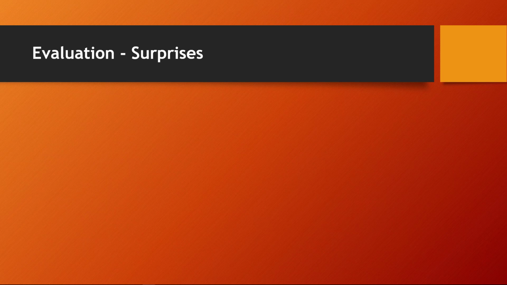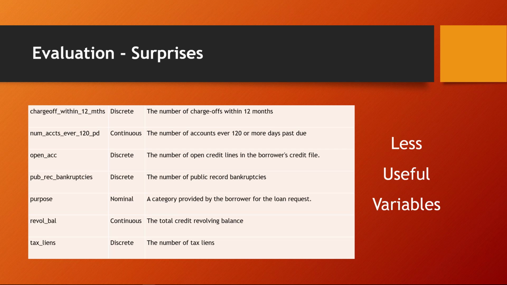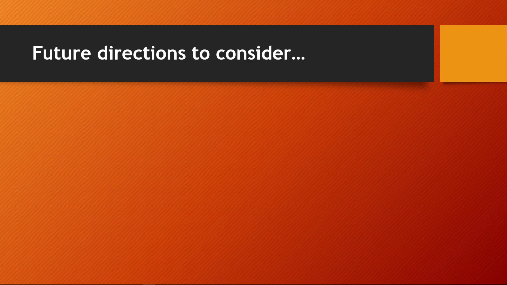Some surprises were found as we finished up this project. When we reduced the data set from 151 to 25 variables, we were surprised that a number of these variables shown here ended up not being useful in our predictive models. For example, we believed the purpose of the loan might have some correlation to charge-off, but based on our analysis, it ended up not being statistically significant.